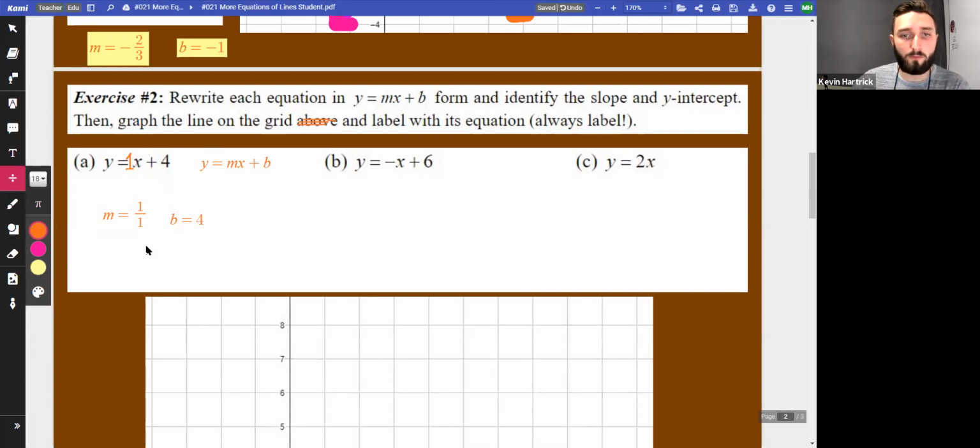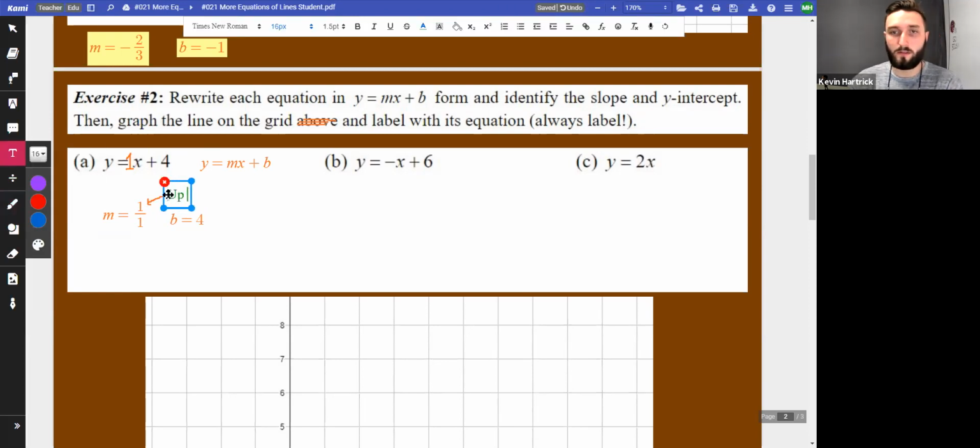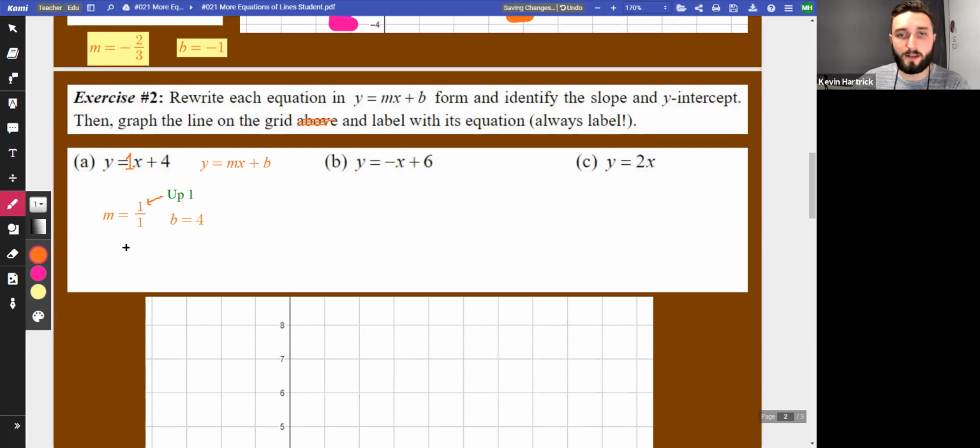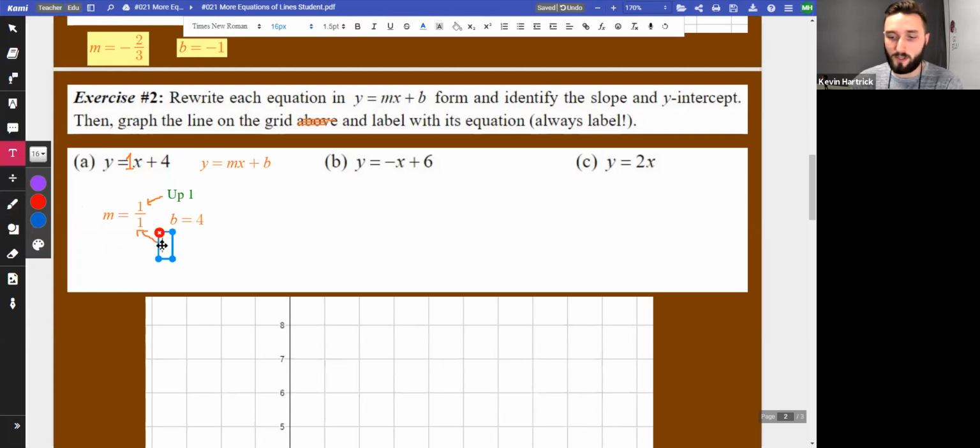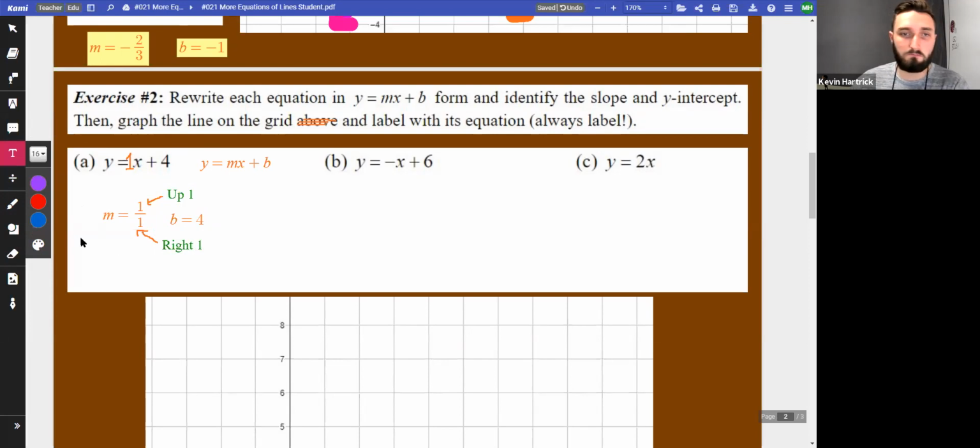I'm going to go up 1, right 1, because these are both positive. So this top number is telling me up 1, okay? And this bottom number is telling me right 1, all right? It's always nice to label this if you feel like this helps you, because once you get these instructions down, then it's just plug and play. It's just follow your own instructions.